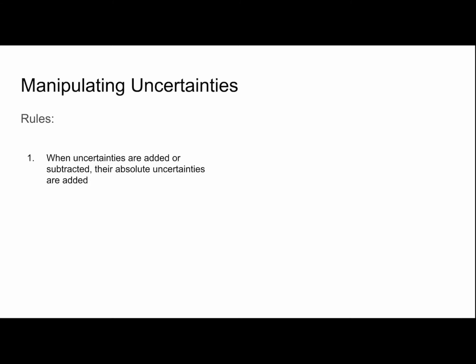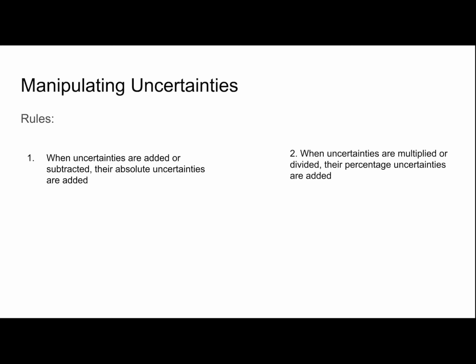For example, if I have a length that has some uncertainty and another length that has some uncertainty, if I add them together, then the values will add together and the uncertainties will add together. That's the same for subtraction, but with subtraction, the actual values are subtracted, but the uncertainties are still added. So uncertainties are always added, even if it's subtraction.